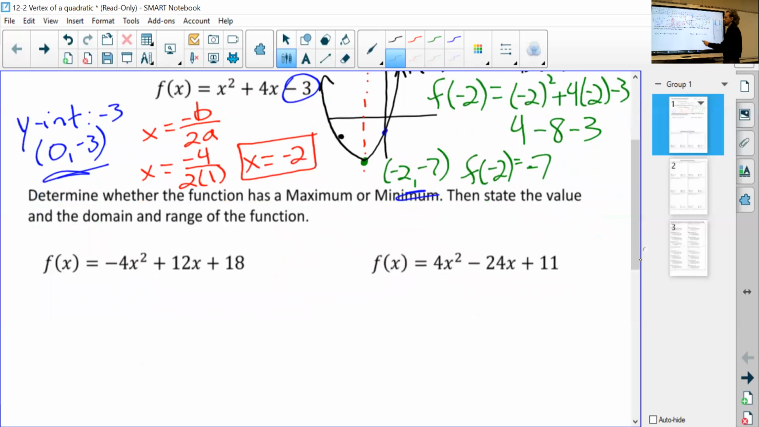All right, second half, determine whether the function has a maximum or a minimum, and then state the value.